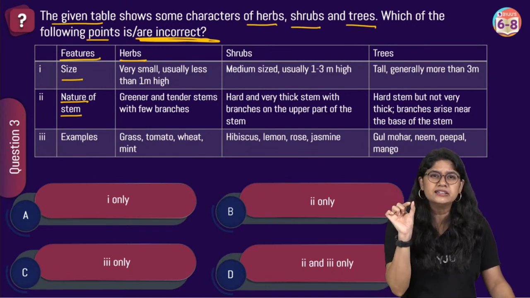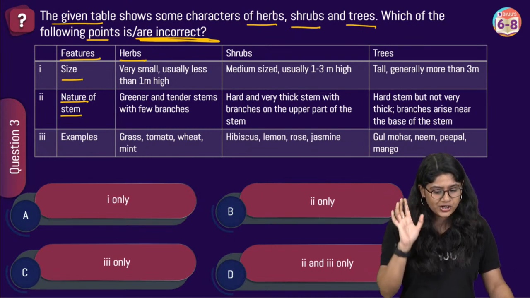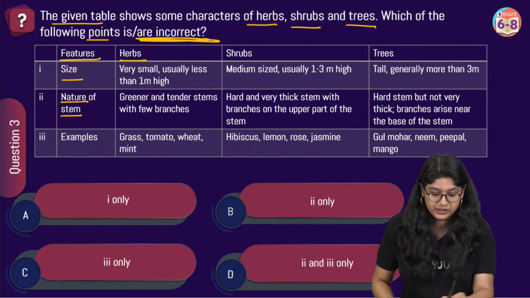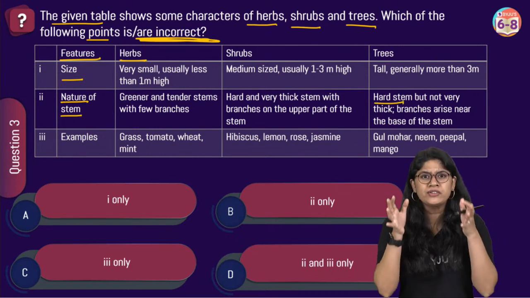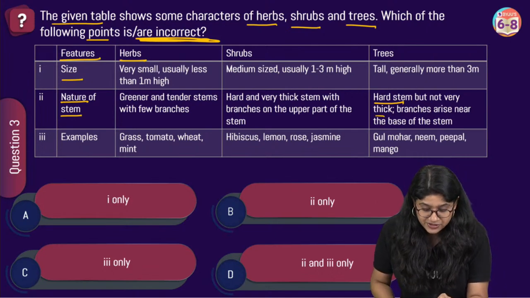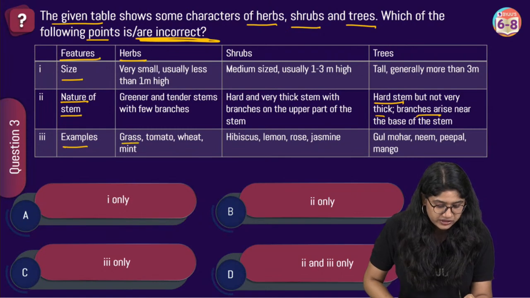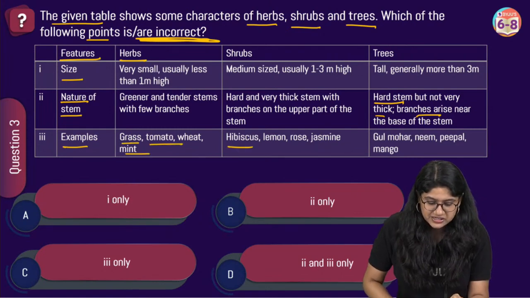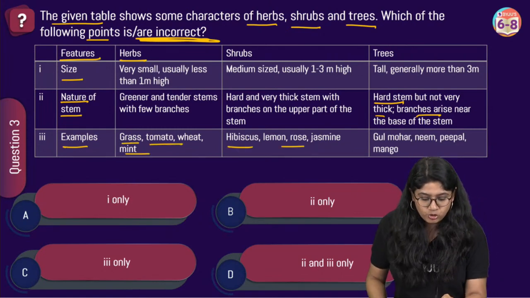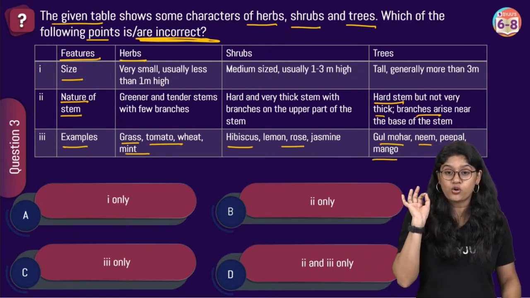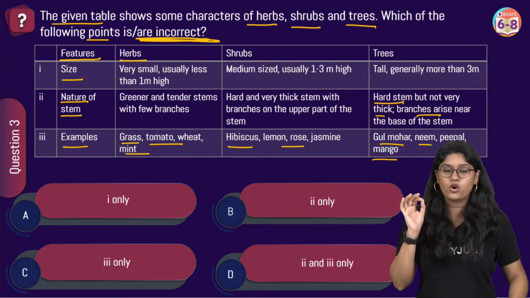Then we have nature of stem. Herbs have thinner green color stem. Shrubs have a little bit thicker stem. And the trees over here they have mentioned have not very thick stem. Branches arise from the base of the stem, okay? Examples they have mentioned: grass, tomato, wheat, hibiscus, lemon, rose, jasmine, gulmohar, neem and peepal. Among these, which is the incorrect option?